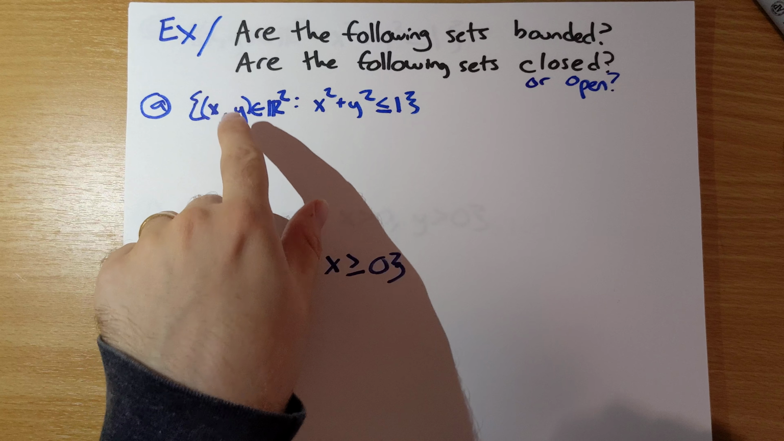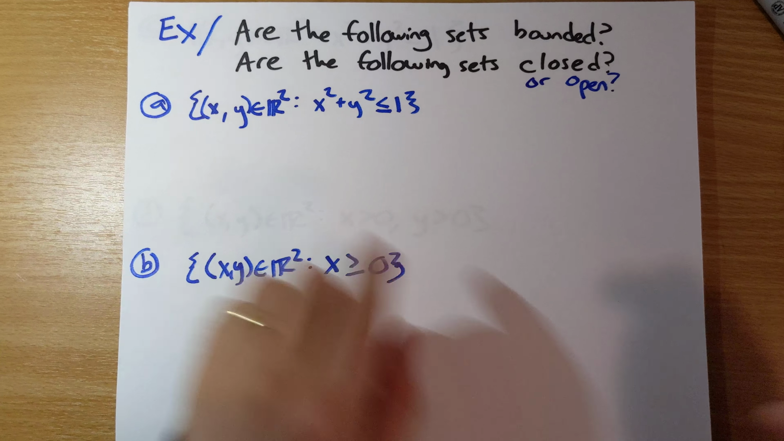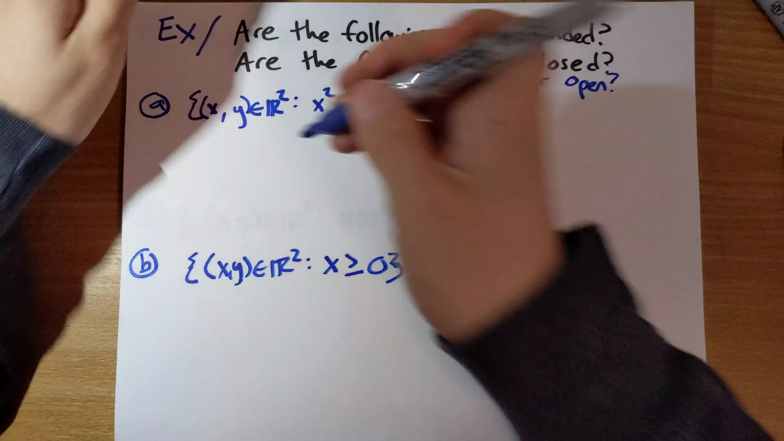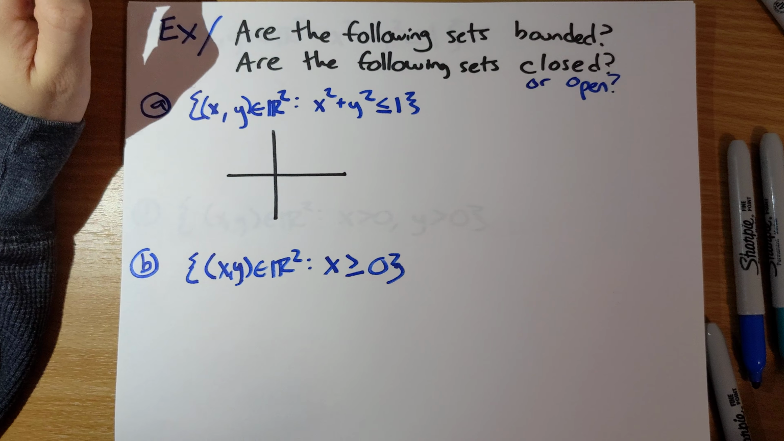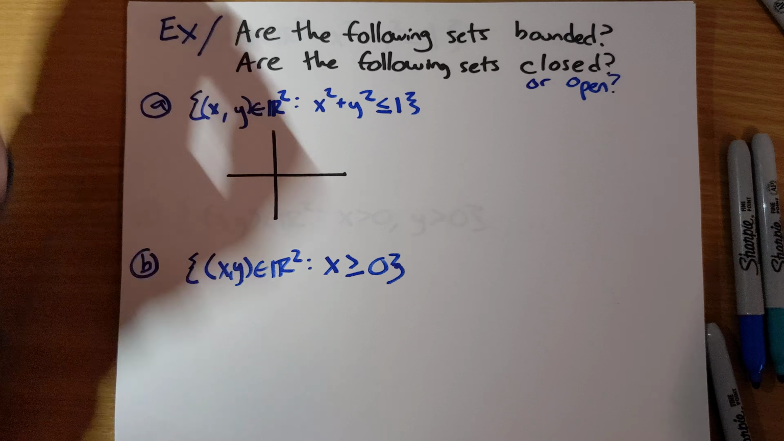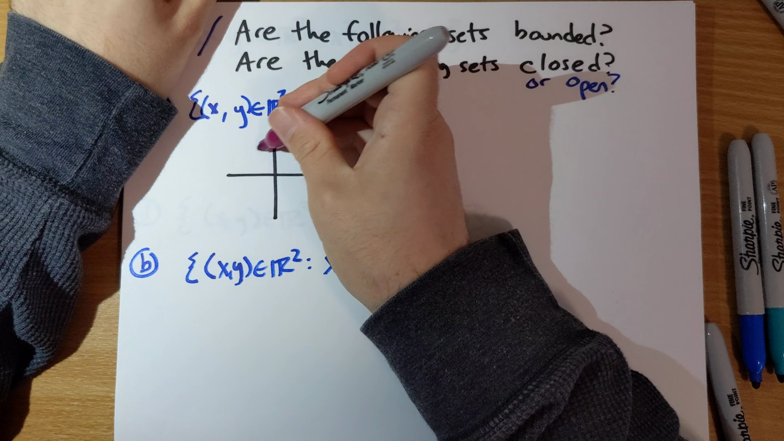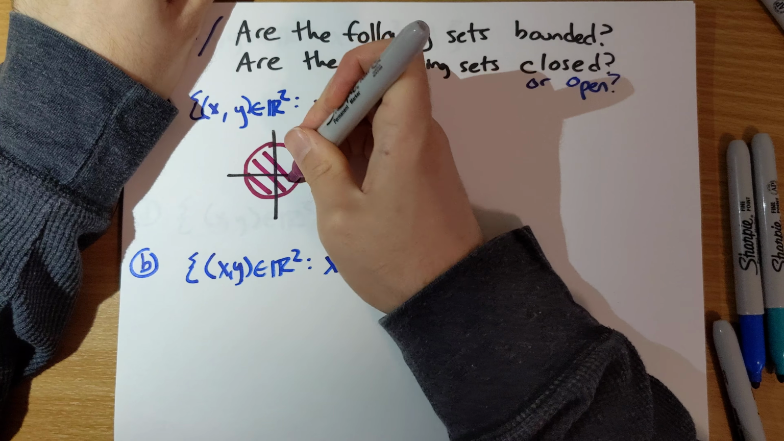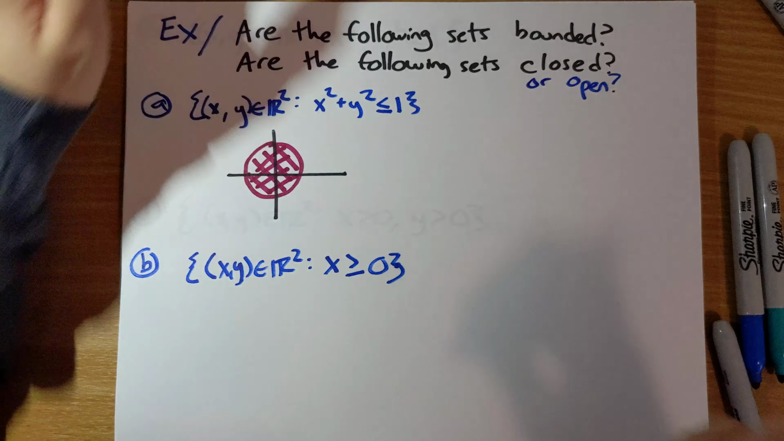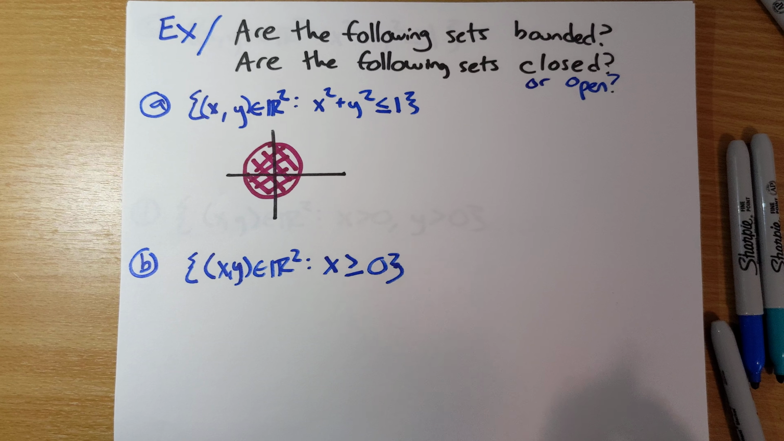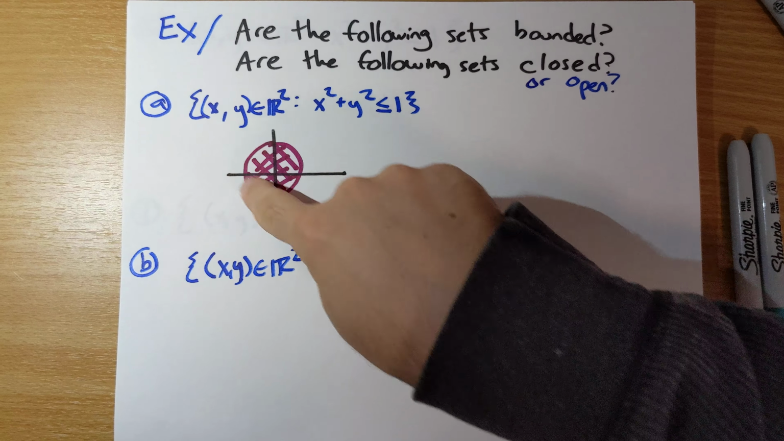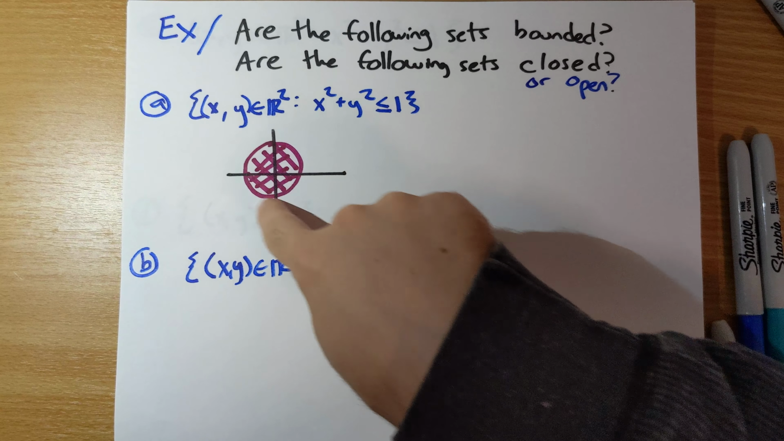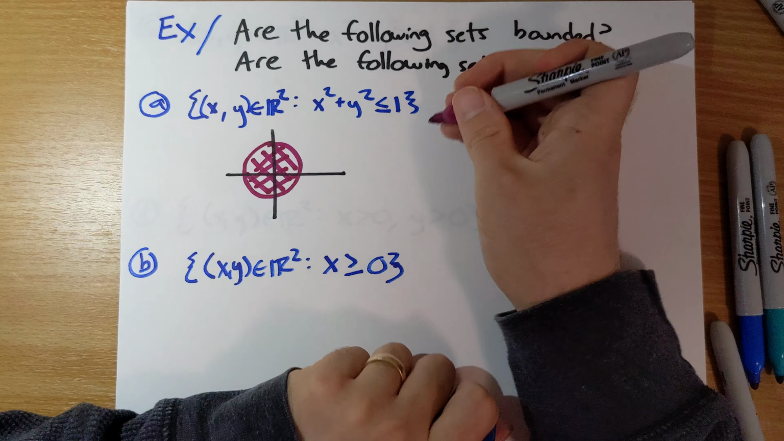Okay, so this one right here, set of all x, y in the plane such that x squared plus y squared is less than or equal to 1. So this is a filled in circle, a disk here. Is it closed? Yes. It contains its entire boundary, so this is closed.